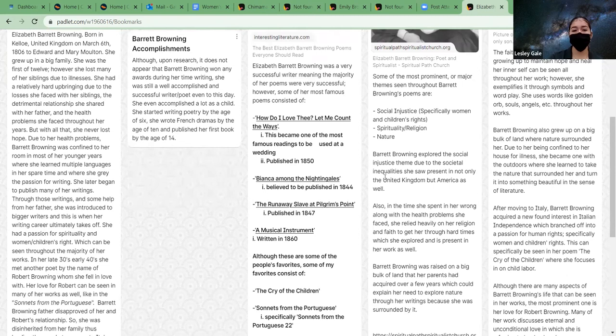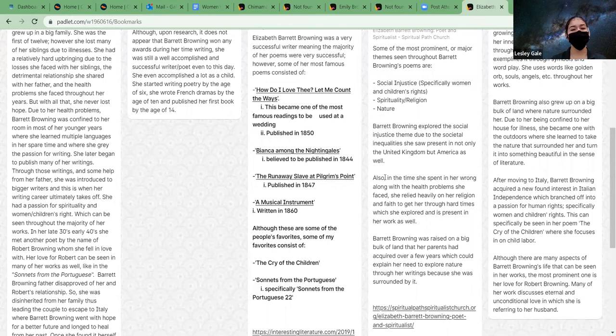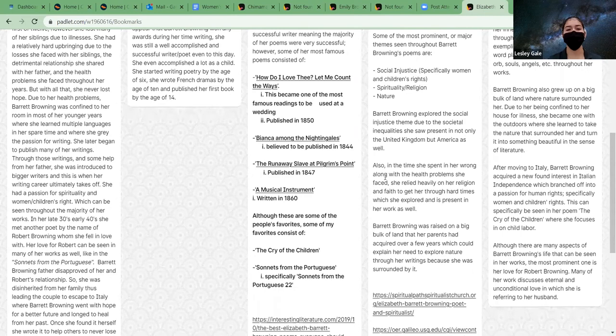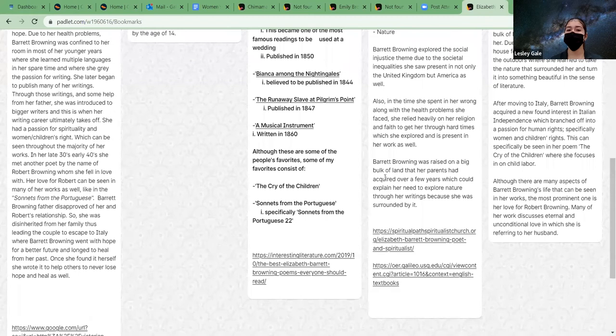The second one would be Bianca Among the Nightingales. It's believed to be published in 1844, but there's really no date. I tried looking very hard through everything and there was nothing. The Runaway Slave at Pilgrim's Point was published in 1847. The Musical Instrument was in 1860. You guys might have heard about these.